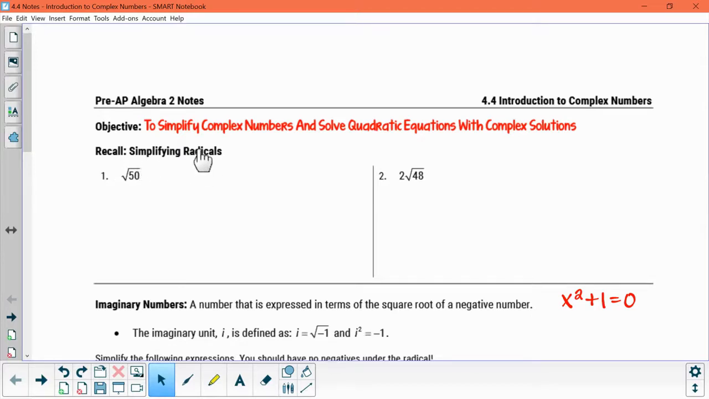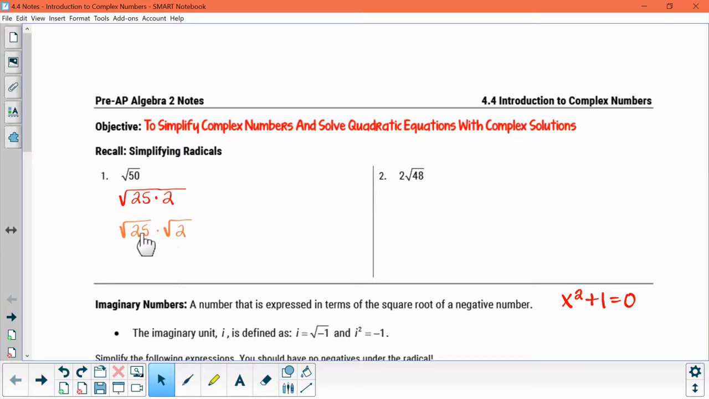What I like to do is look at my number underneath the radical and see if there are any factors that are perfect squares. If I look at 50, I know that I can rewrite it as 25 times 2. And if you recall from Algebra 1, if I have multiplication under a radical, I can split it into the square root of 25 times the square root of 2. This only works for multiplication and division. You cannot do it for addition and subtraction.